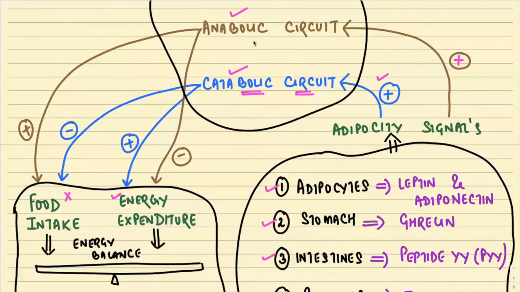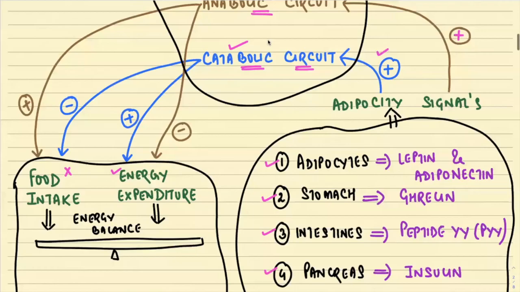Whereas on the other hand, if the adiposity signal is such that they are going to stimulate the anabolic circuit, then what is the anabolic circuit going to do? They are going to do the reverse. They are going to inhibit the energy expenditure. And on the other hand, they are going to stimulate the food intake.